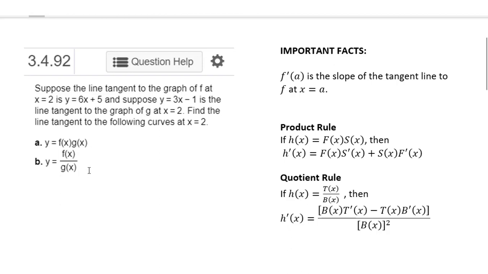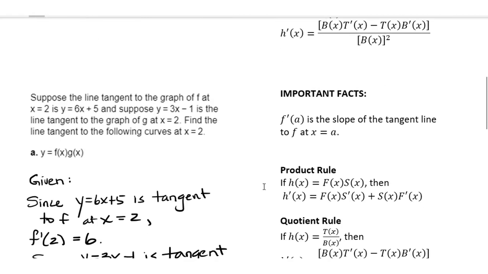So in order to answer this question, to find the tangent line of a curve at a particular point means finding the derivative evaluated there. So the first important fact I have listed is f prime of a is the slope of the tangent line to f at x equals a. So we're going to have to find the slope of the tangent line by plugging the number 2 into the derivative of each of these functions. And to find the derivatives of those functions, since they're products and quotients, we'll have to use the product rule and the quotient rule. So let's look at A first.